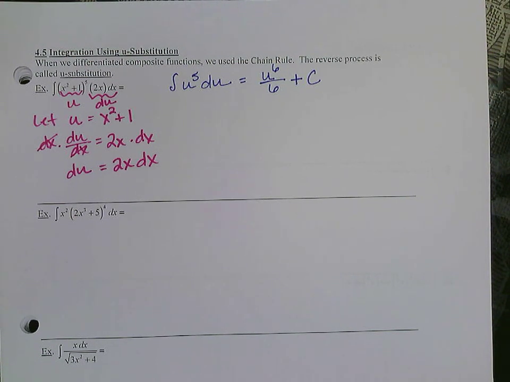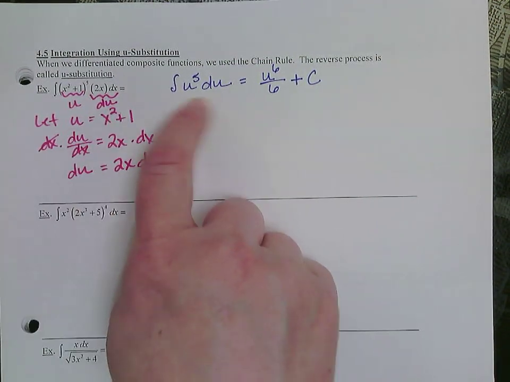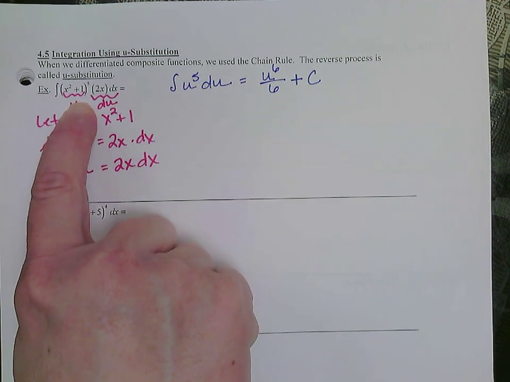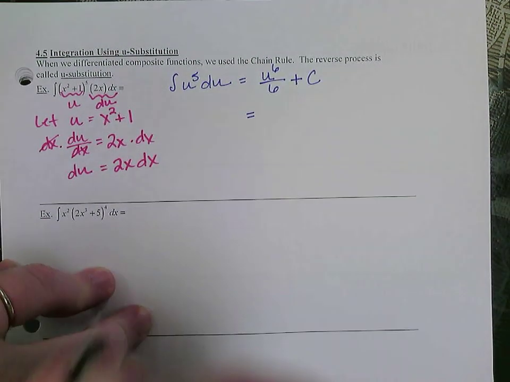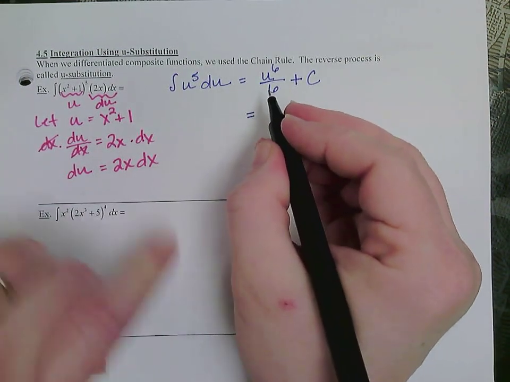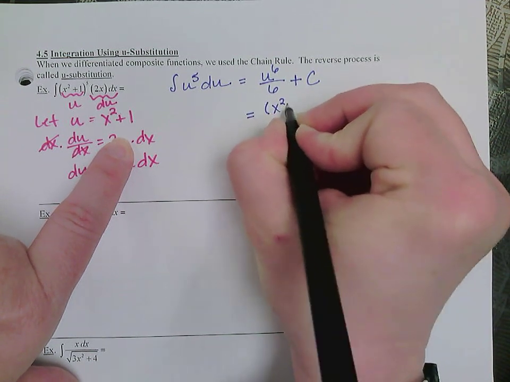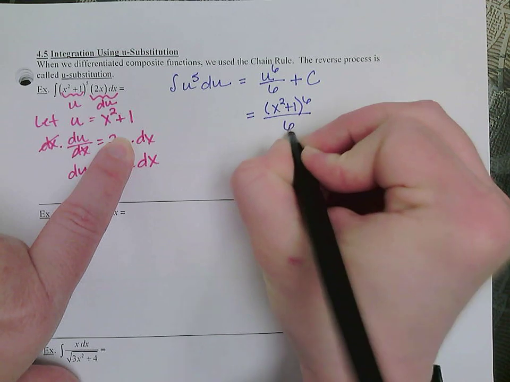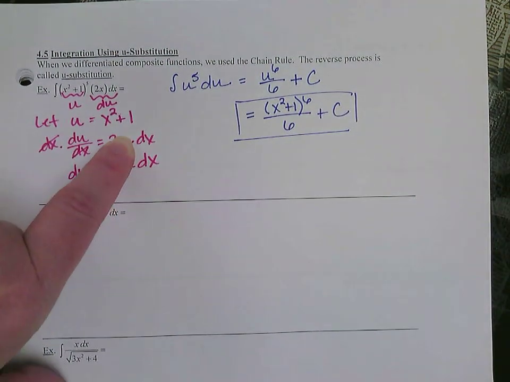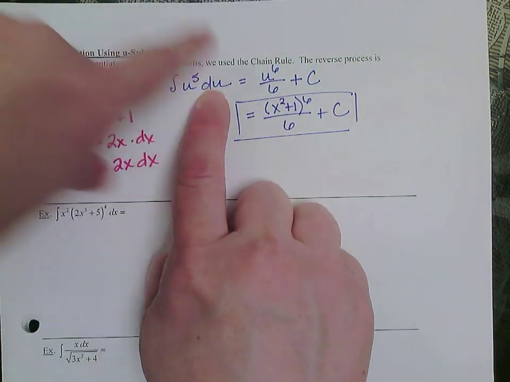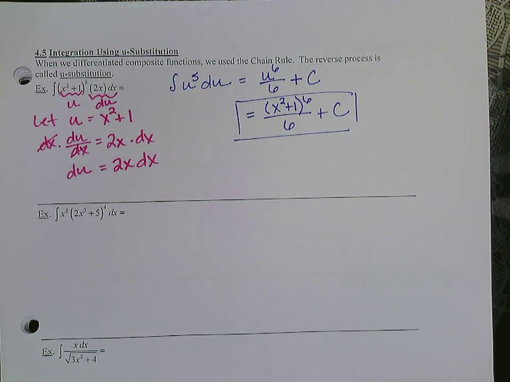How would you have done that, though, if you didn't recognize that this was the derivative of this and rewritten it this way? How would you have taken that antiderivative? So now what we can do is change it back to our function of x. U is x squared plus 1. So I have (x squared plus 1) to the 6th divided by 6 plus c. The du dx is gone because I took the antiderivative.